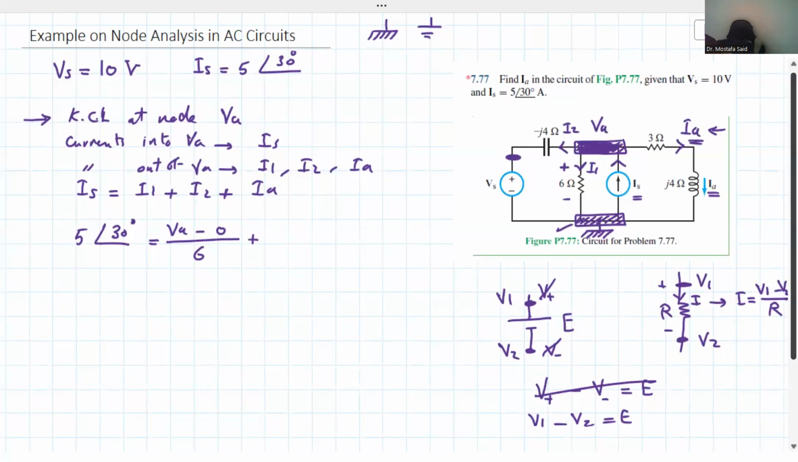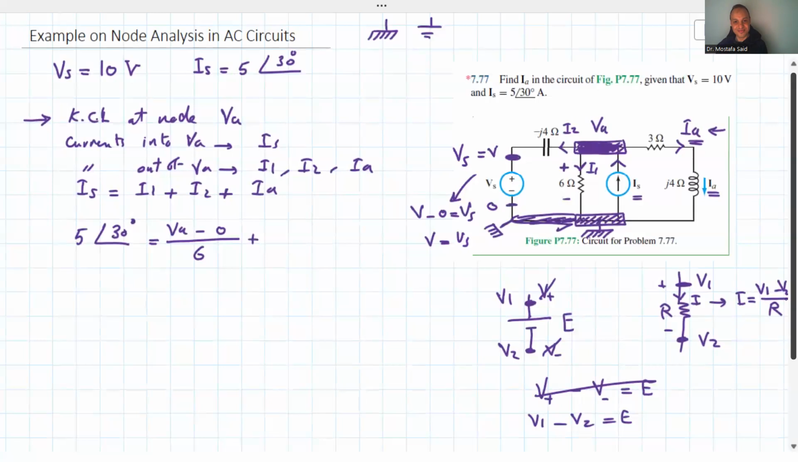So look, this node here is short circuited. This is still ground. It is 0. So that one here is 0. We don't know this one. Let's call it V. So from that one here, V minus 0 equals VS. So basically V equals VS. So that node here equals VS.